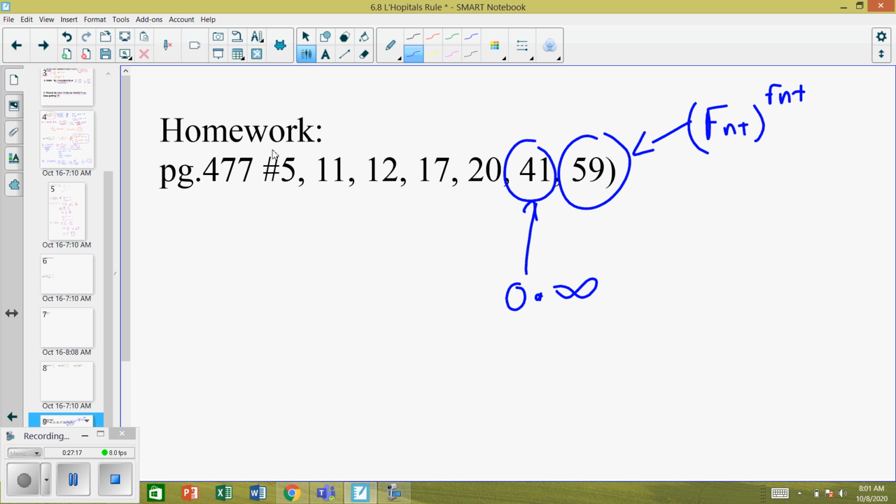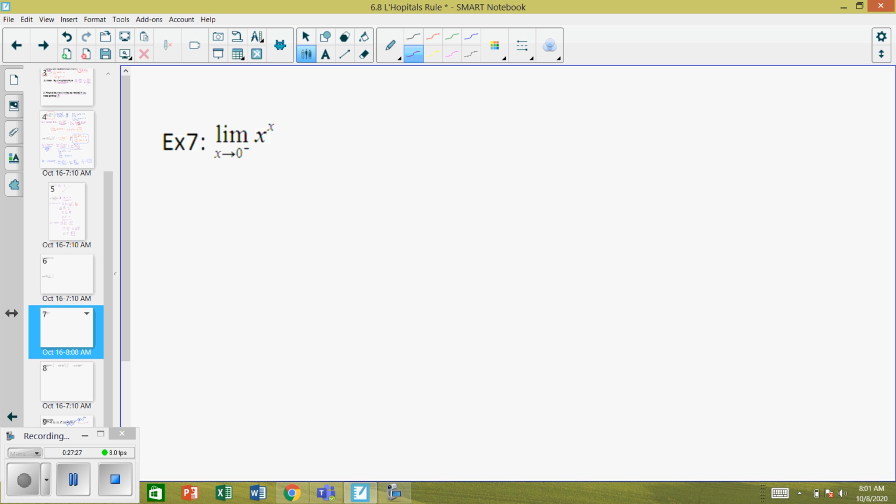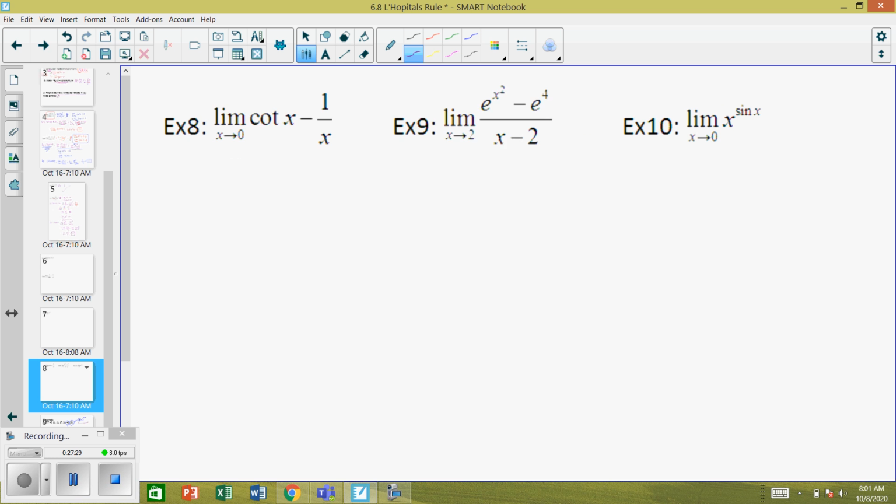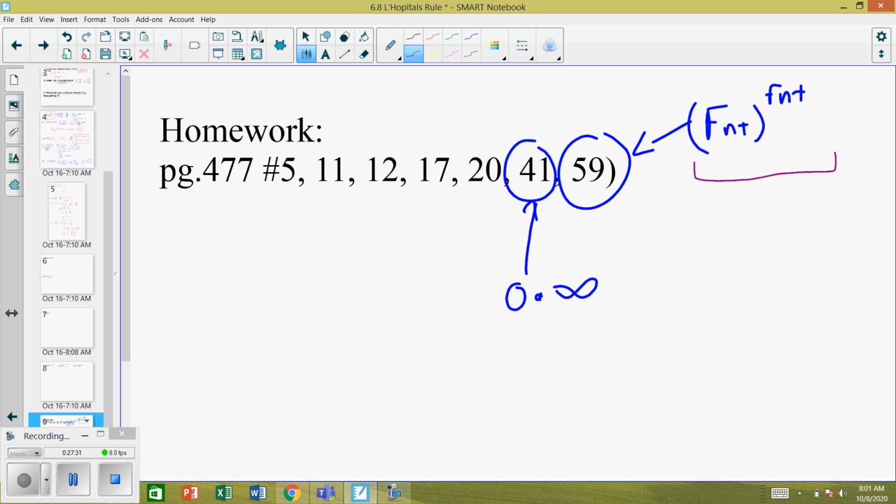And then we have the homework here. And I try not to give too much homework this night, but to also give examples of a bunch of them. We're going to do an example of a function raised to a function tomorrow and how L'Hopital's applies to that. So like example 7. And we'll just kind of go from there.